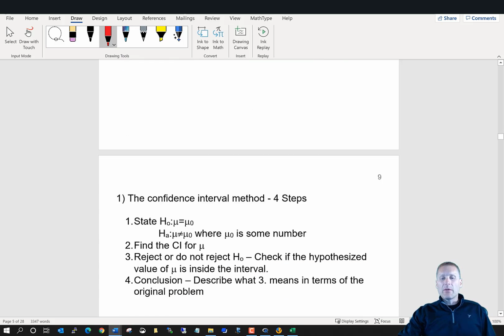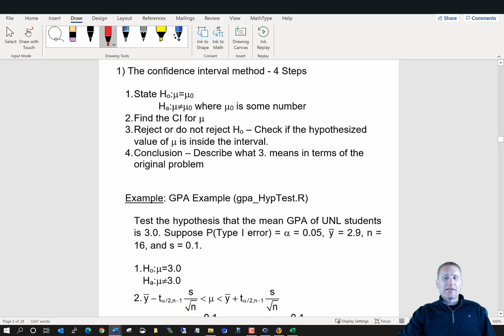Okay, so let's begin with the easiest method. This is the confidence interval method. There are 4 steps. So with each of these hypothesis testing methods, there will be a set of steps. When you do a hypothesis test, a project, or homework problem, or some other graded activity, including a test, I expect you to actually number these steps.